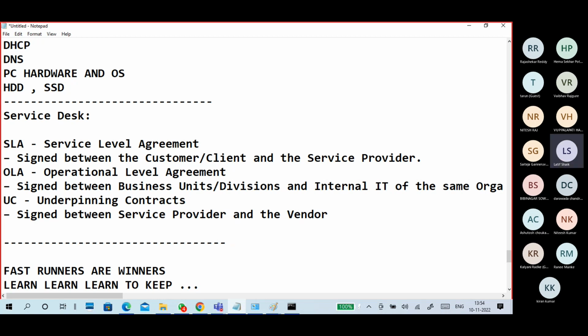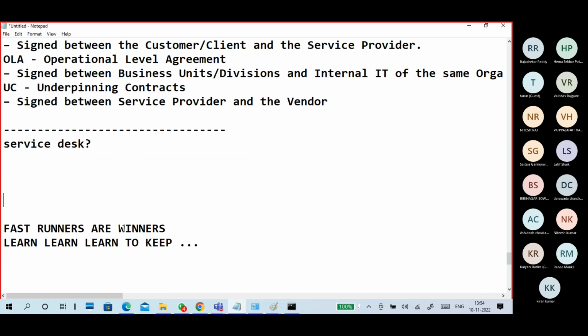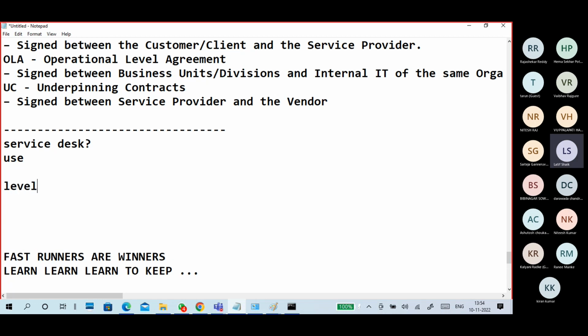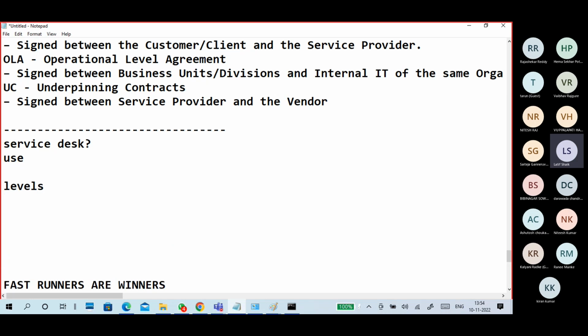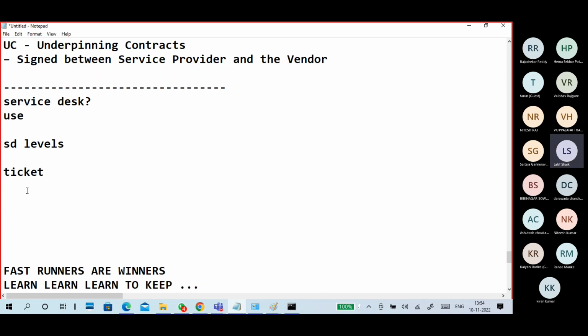Okay, this is about a service desk. Again, what is the service desk? Common questions, guys. What is service desk? Use of service desk. Service desk levels. Levels are important. What is level 0? Level 1, level 2, level 3. Level 4 is there and I don't know, but level 0, level 1, level 2, level 3. Okay. And what is a ticket? Service desk levels. What is the meaning of ticket?